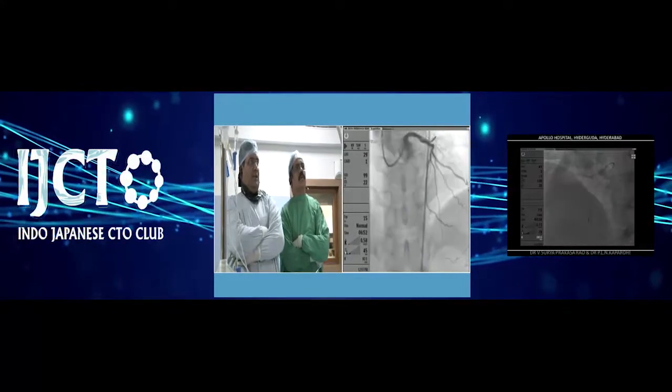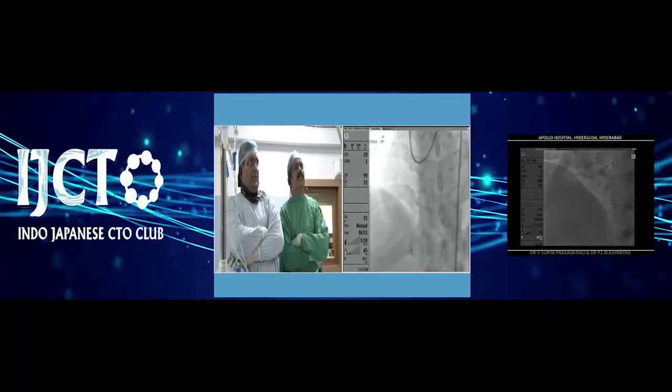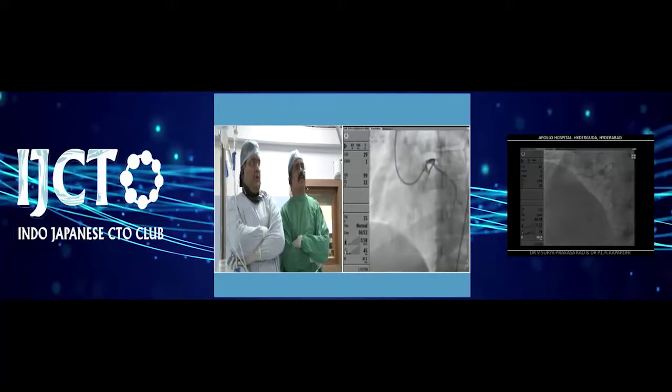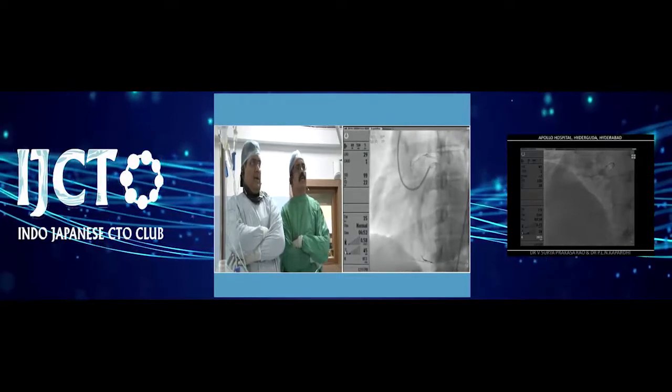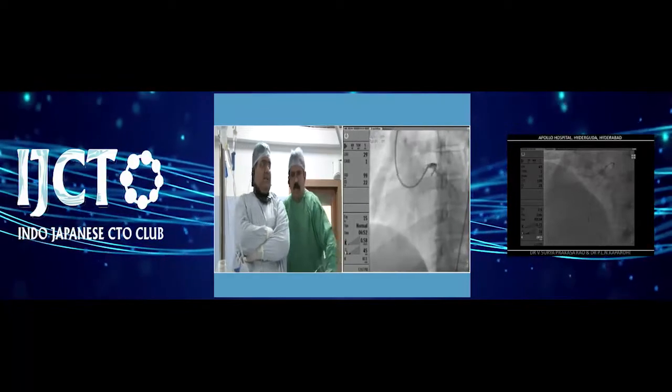And this is another projection. You see the flow from the left. You can see some collaterals from the left circumflex. You see the distal PDA, which is about a 2.25 to 2.5 millimeter artery, which was grossly underfilled for about a year and a half or more. So this is the distal right. What will be the approach?